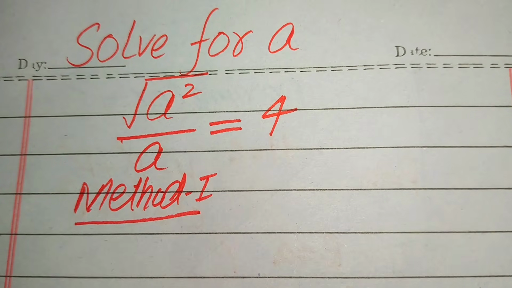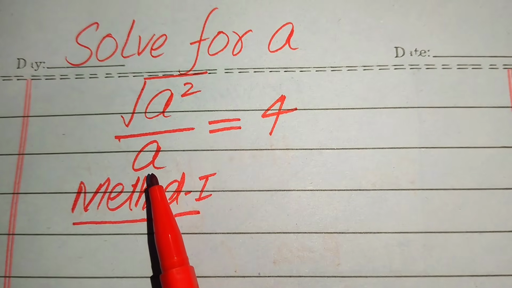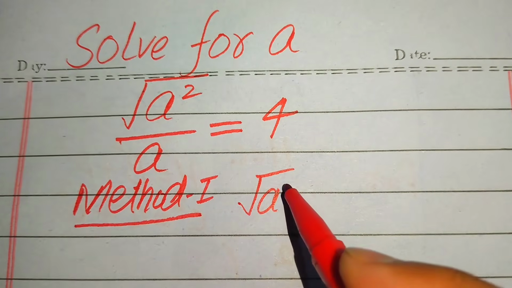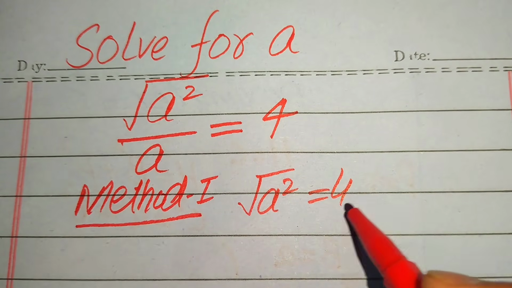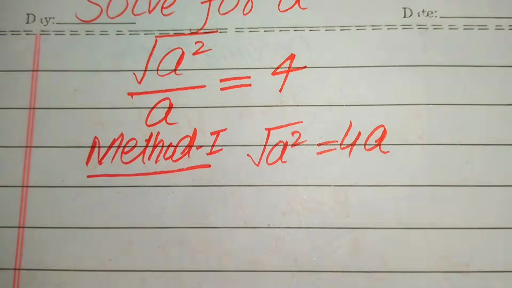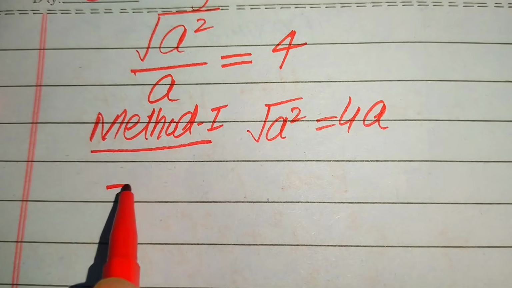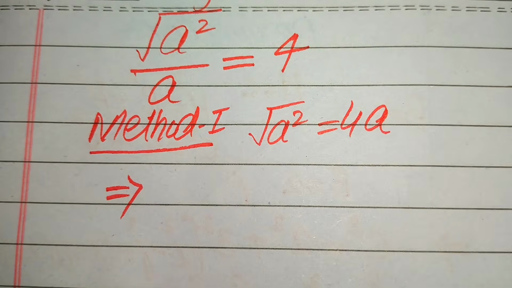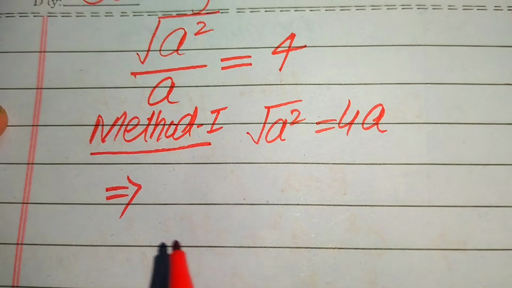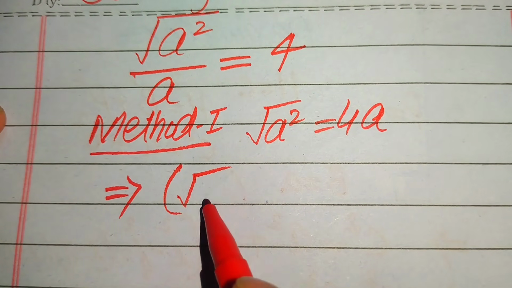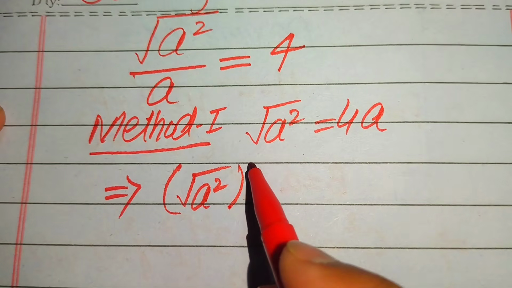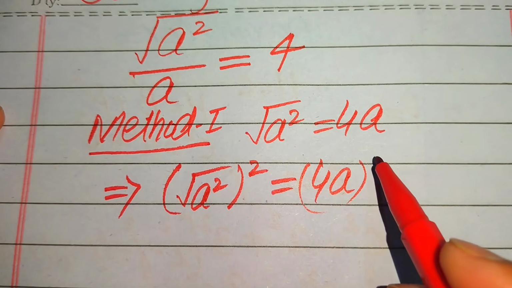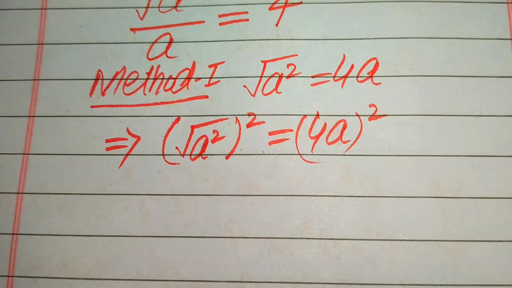So here in the first method, we move the term a from the left hand side to the right hand side, and it becomes the square root of a square is equal to 4 times a. Further, in the next step, we remove the square root sign from the left hand side, and it becomes the square root of a square, whole squared, is equal to 4a, whole squared.